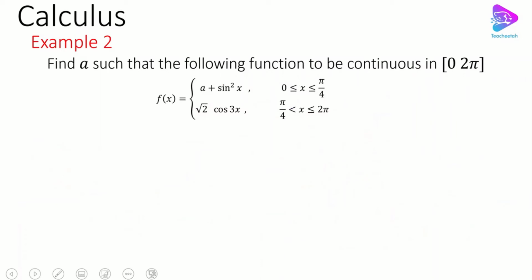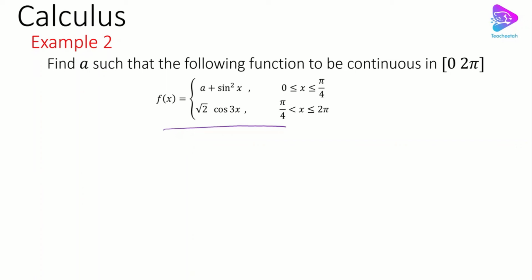In this example we have basically a function, as you can see in here, which contains two terms, a plus sine squared x for the interval of 0 to pi over 4, and the other term is a square root of 2 times cos 3x for when the interval is pi over 4 to 2 pi. So we want this function to be a continuous function for the interval of 0 to 2 pi.